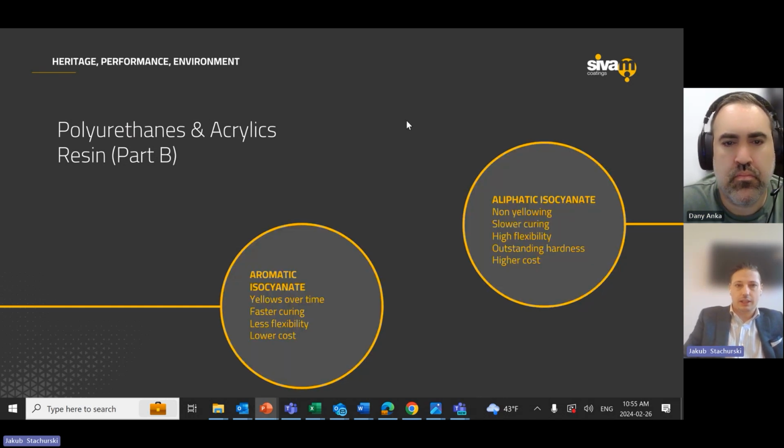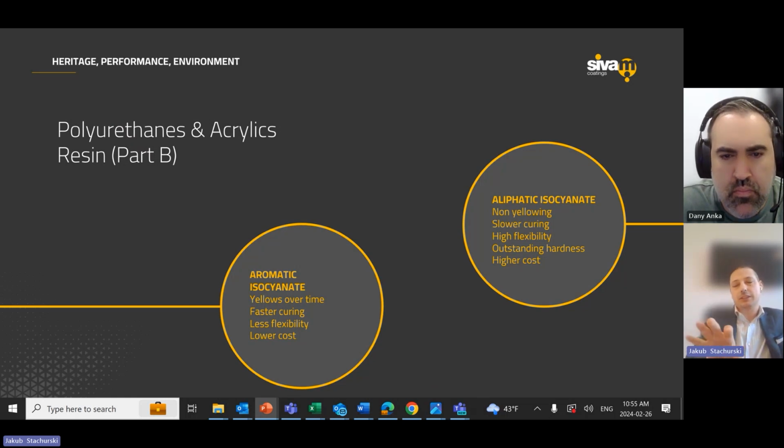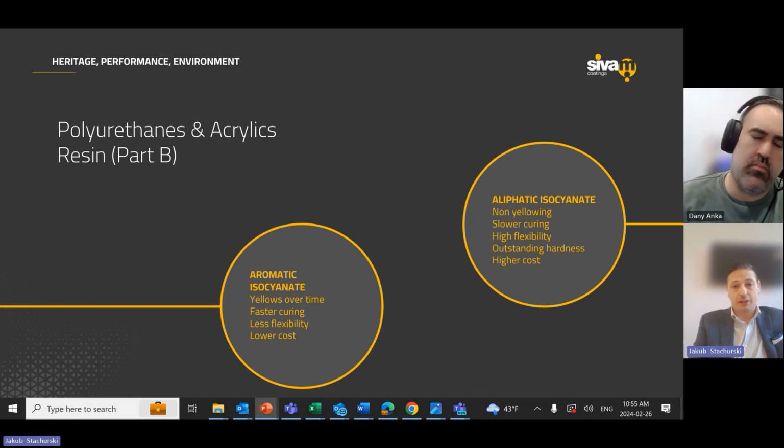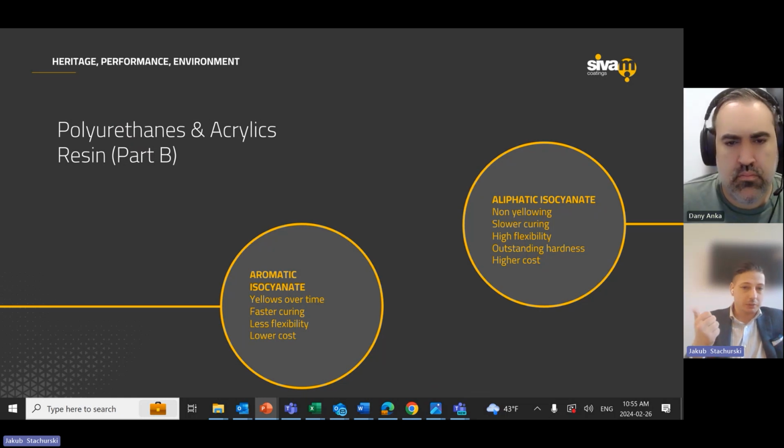And then we have two different main groups for it. Obviously this is simplified. Two different groups of part B, which is the isocyanate resin. So we have the aromatic isocyanate, which will yellow over time. It tends to cure a little bit faster. It has less flexibility compared to the other one, and it's a lower cost.